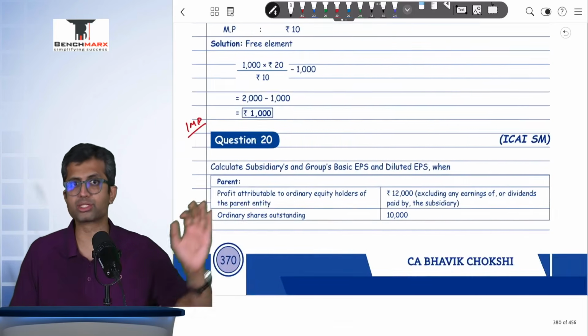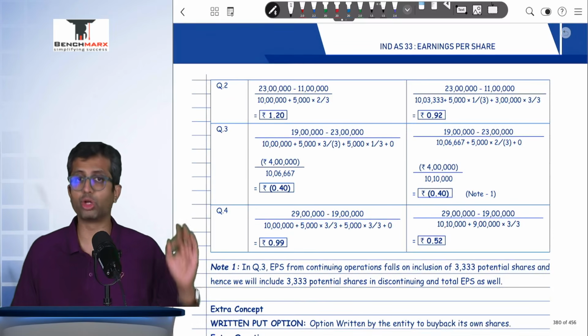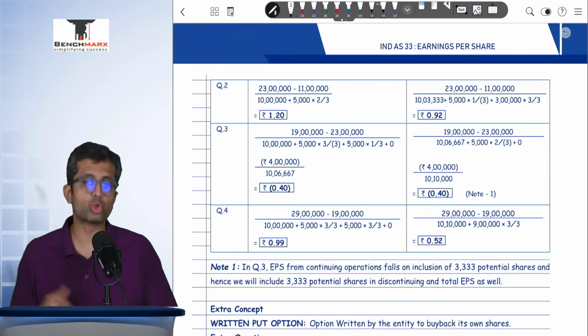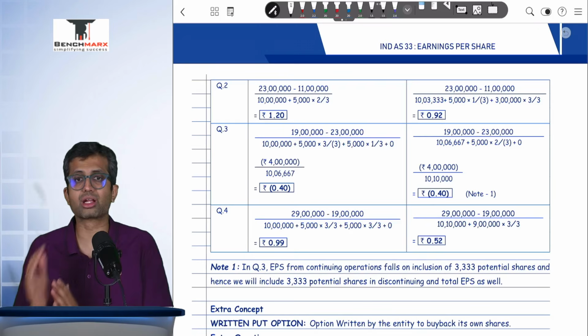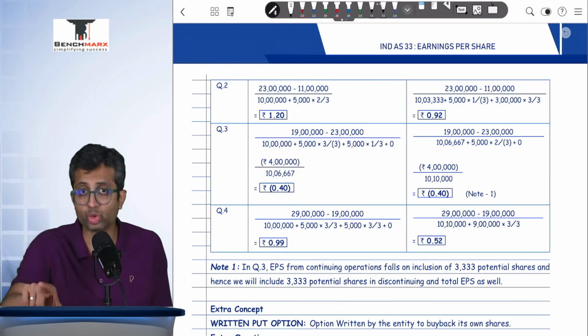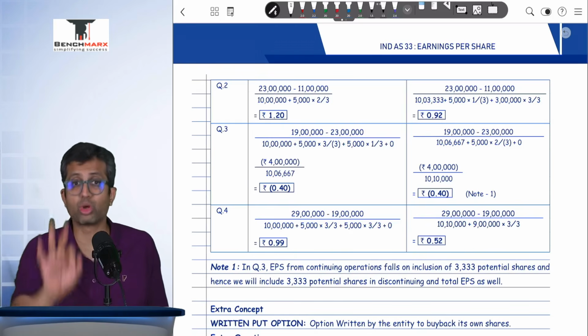Now when you go to the next quarter, this becomes interesting. First of all, you should not take 23 lakhs, you should take the quarterly, and hence 23 minus 11, that is equal to 12 lakhs. Now in the second quarter, can I say on 1st of May 5,000 shares were issued, but they were issued on 1st May. This quarter is only 3 months.